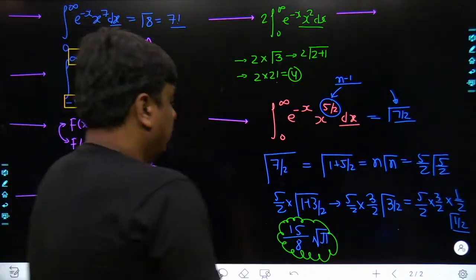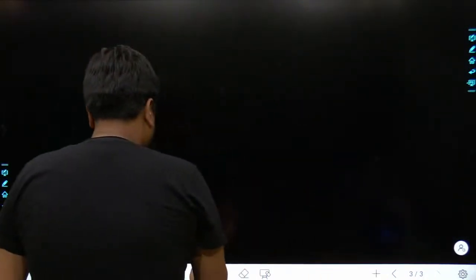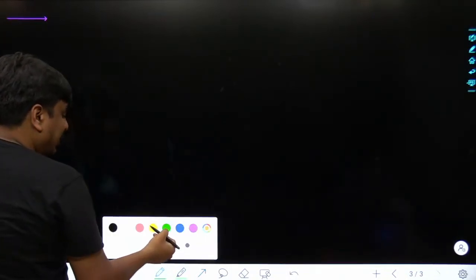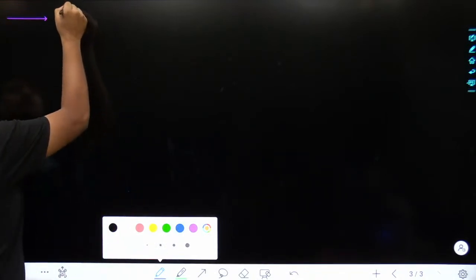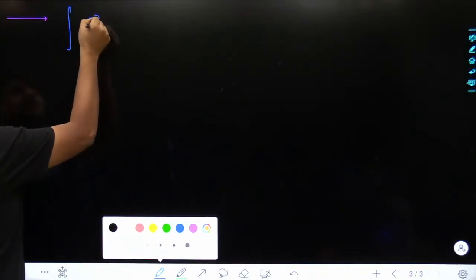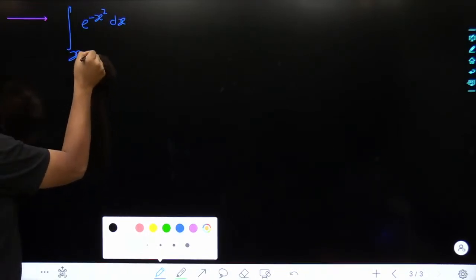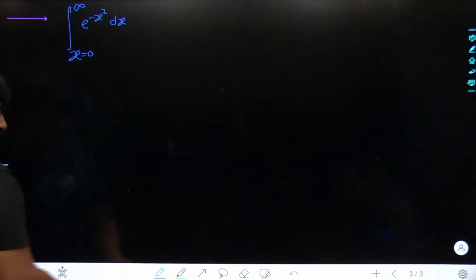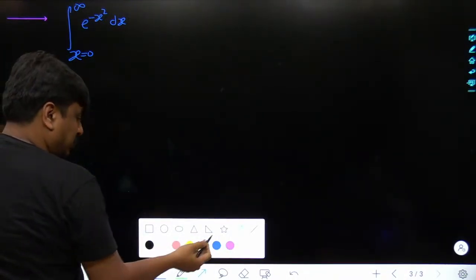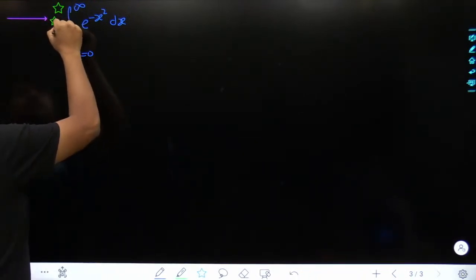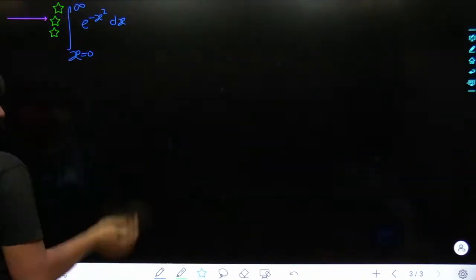Let me take the next question in the same sequence, and this question does come repeatedly when we deal with the normal or the bell distribution. So you can put the star mark for this problem. This has been of a very, very repetitive nature. So we are focusing on the integration of e to the power of minus x square dx, where the limit starts from 0 and goes till infinity. You can put the star mark for this kind of problem because it has been very repetitive in nature. It has been a very important question.